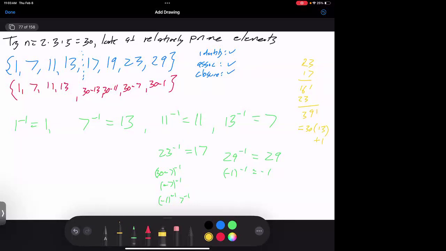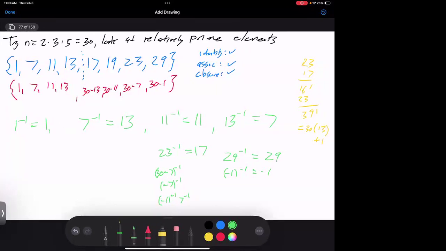The inverse of a product is the product of the inverses in reverse order. I know what the inverse of 7 is, that's 13. I know the inverse of -1 is just -1. So this is just going to be -13, and -13 is the same as that. All right, so now I just have to continue.